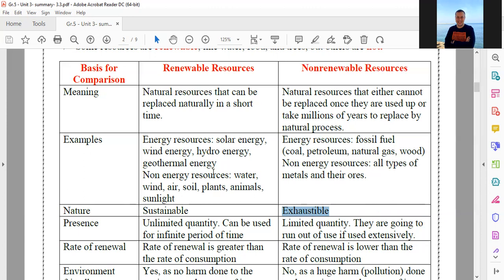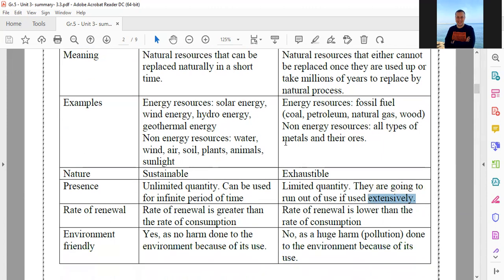Okay. Then the presence. The renewable resources, they are found in unlimited quantity and can be used for an infinite period of time. Infinite means endless period of time. While non-renewable resources are found in limited quantity. They are going to run out if they are used extensively. If they are used too much, they will end. This is the non-renewable resources.